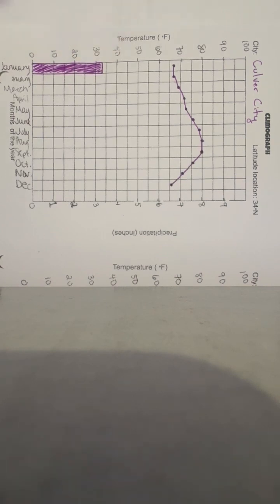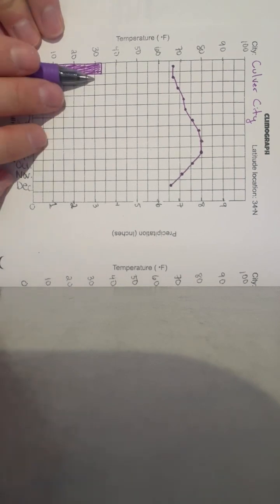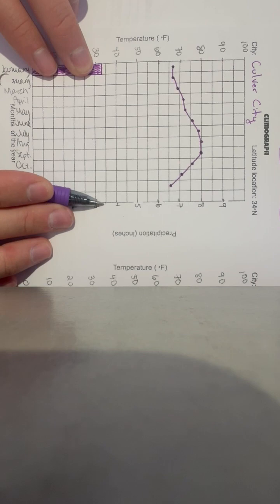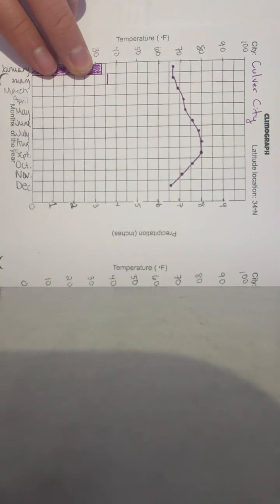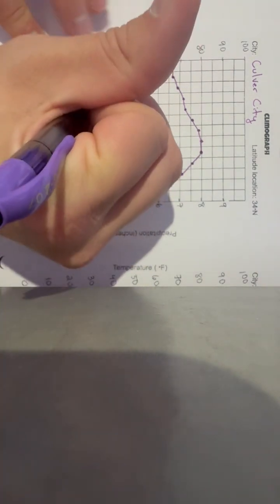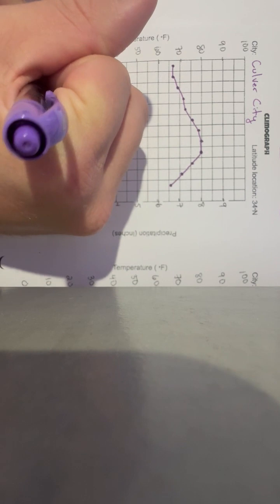Who could tell me what it is for February? What's the precipitation for February? Jaden? 3.68. So I go up to 3. I know that next line is 3.5, so it's above that. A little bit above 3.5 is 3.6, so I'll draw a line right about there. And then I fill in the bar.